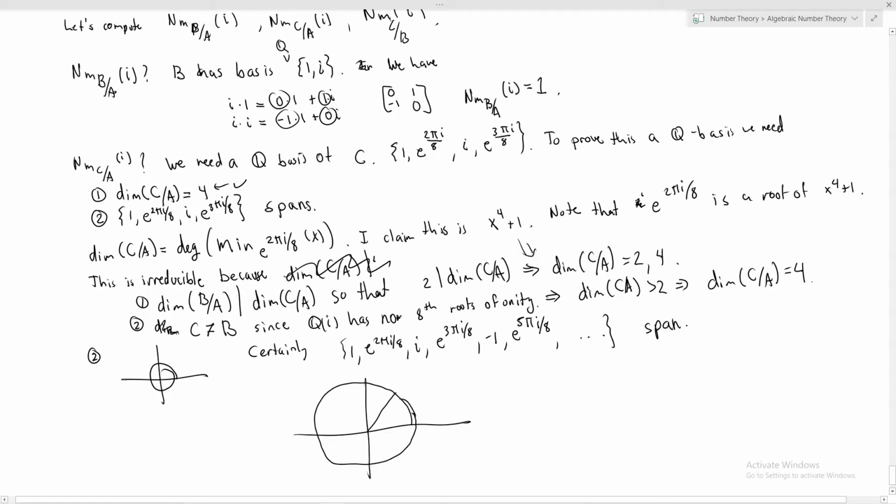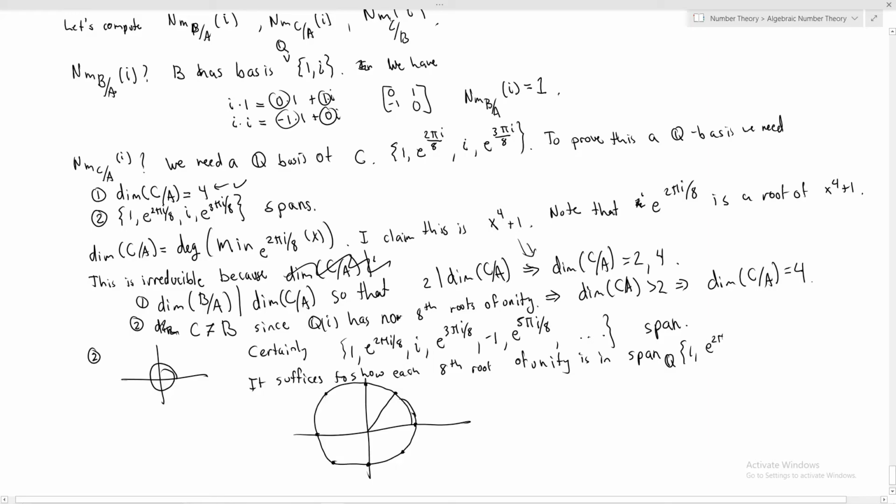So I'm thinking about the unit circle. I've got all my eighth roots of unity. So I need to show, so it suffices to show each eighth root of unity is in the Q span of these guys.